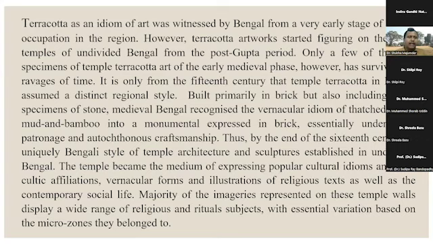Terracotta as a form of art was witnessed by Bengal from a very early stage of human occupation in the region. However, terracotta artwork started figuring on the brick temples of Undivided Bengal from the post-Gupta period. Only a few of the best specimens of temple terracotta art of the early medieval phase have survived the ravages of time. It was only in the 15th century that temple terracotta in Bengal assumed a distinct regional style.